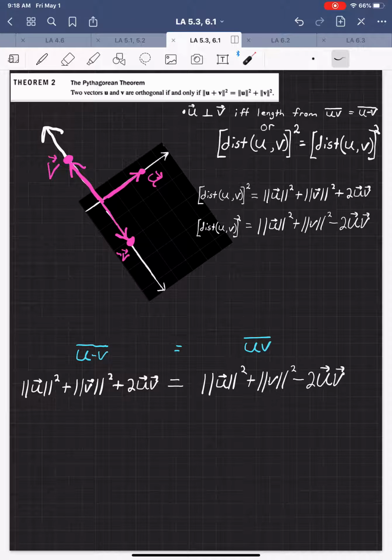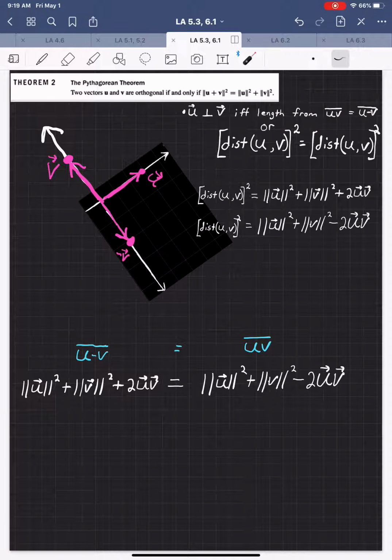Okay, and let me go ahead and read theorem 2. Two vectors u and v are orthogonal if and only if... well, what does this mean here? Well, that is just the Pythagorean theorem. But let's discuss it this way. u is orthogonal to v if and only if the length from u to v is equal to the length from u to -v.